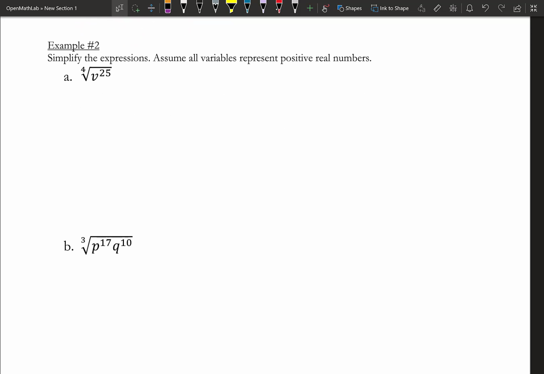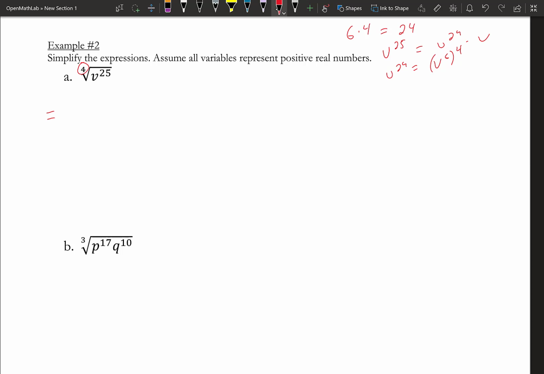So the second example. Again, I'm focusing on what the index is. The index is 4. So I want to think about what's the biggest number that's a multiple of 4 but less than 25. Well, that would be 24, because 6 times 4 equals 24. So what I'm thinking in my head is that v to the 25th equals v to the 24th times v, and I can rewrite v to the 24th as v to the 6th all raised to the 4th power, because 6 times 4 is 24.